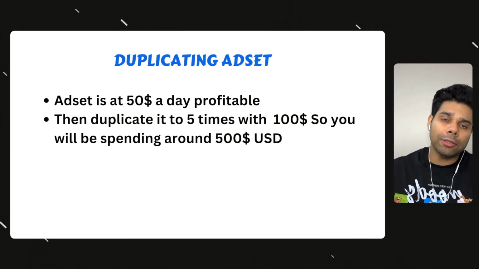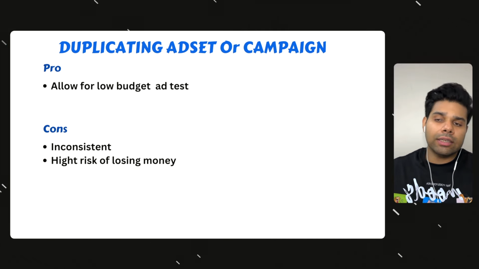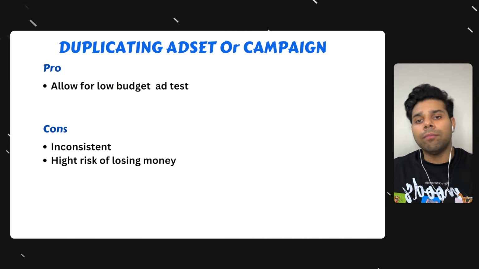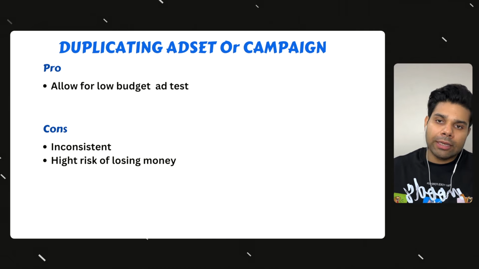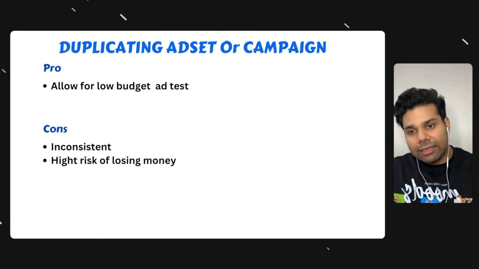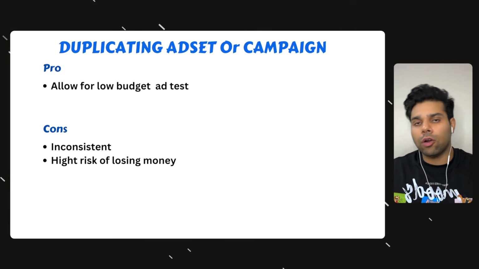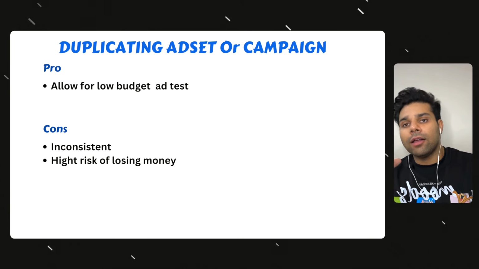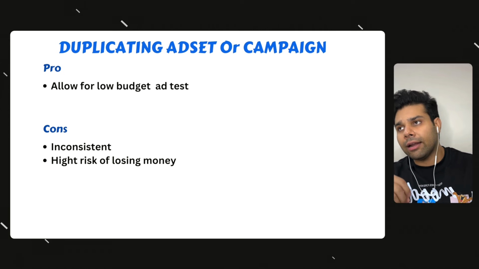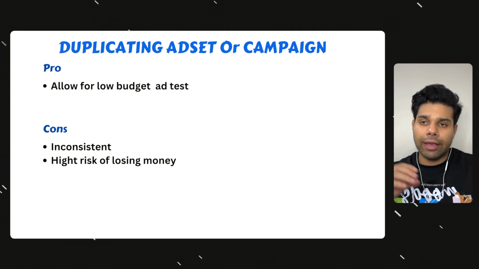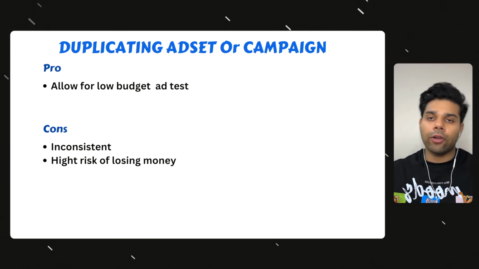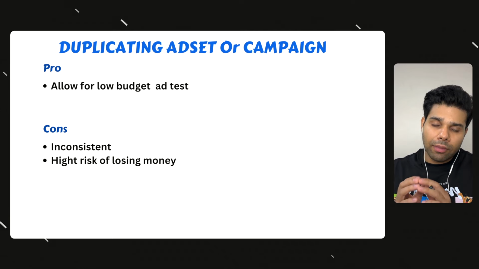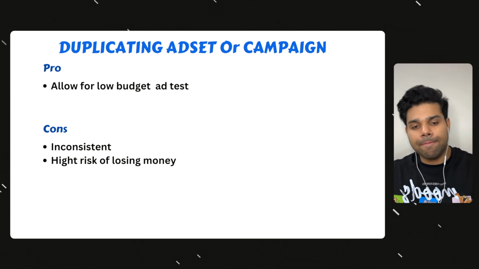So approximately you will be spending $500. Again, this is the issue that I have told you in the previous scaling method. This is the same. It allows for low budget ad test. You don't know whether it will work or not. What are the cons? Inconsistent, high risk of losing money. You are not sure which of the ad sets is working. Whenever you reset or duplicate the ad set, it goes again in learning phase, and Facebook needs to find the hot pockets around them and see which is going to work, right? So you are spending more but not getting most.